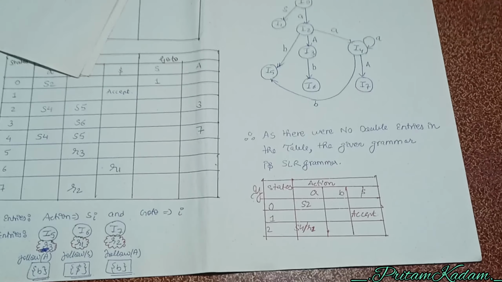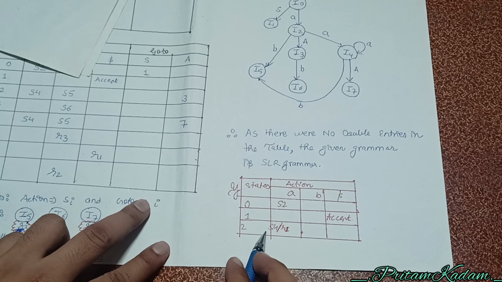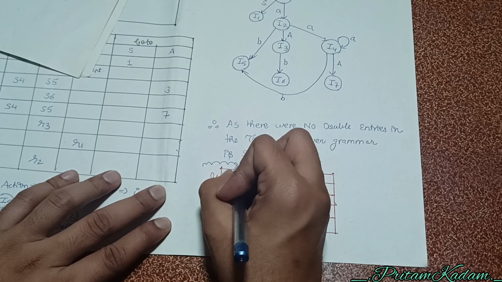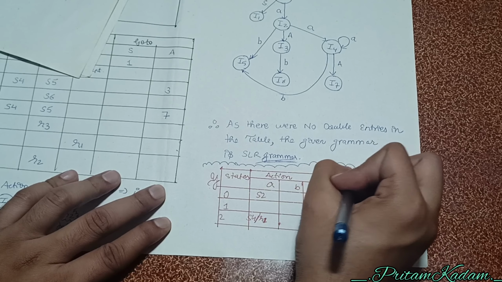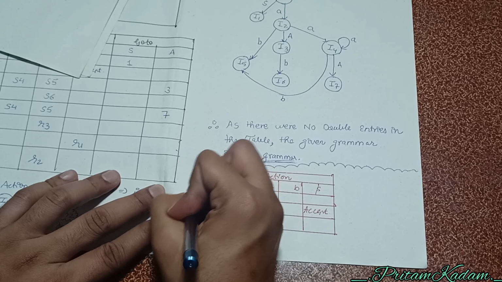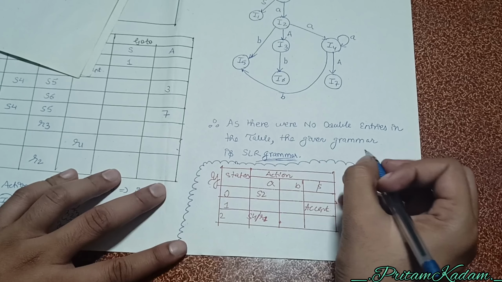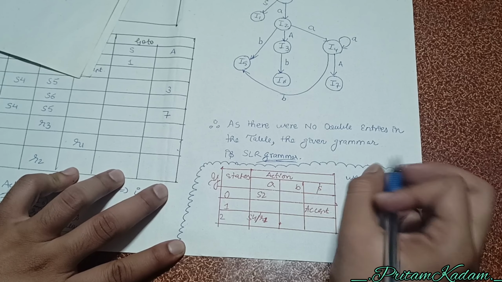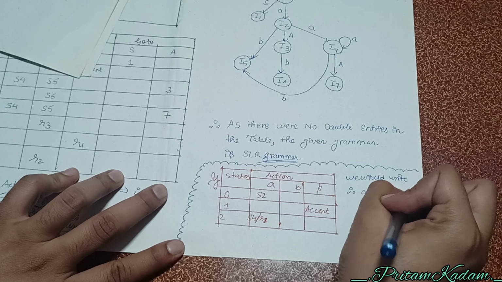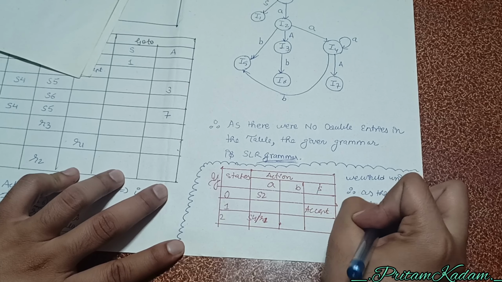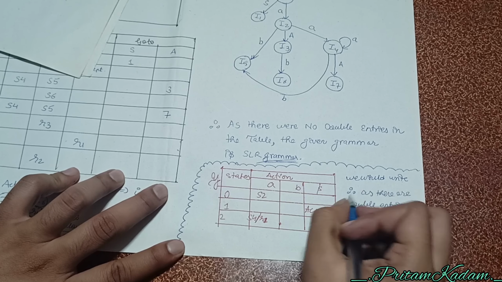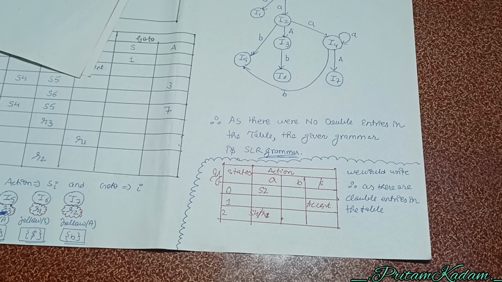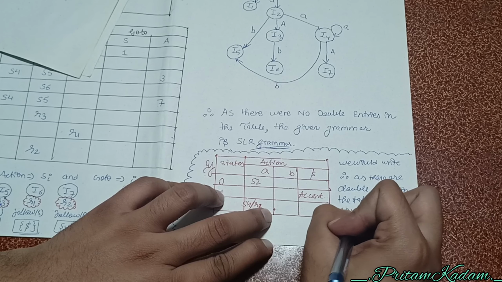So what would have been the condition for the non-SLR grammar? So here is an example. I have made the parsing table for the SLR. So I have stated that if there was a table like this, and we have the double entry in the cell 2 comma a, like S4 and R1, then this would have been not a SLR grammar. So we would write, as we have double entries in the table, the given grammar is not a SLR grammar.